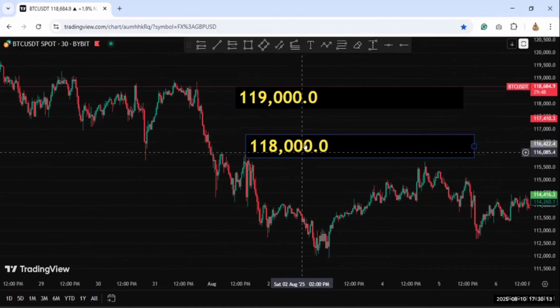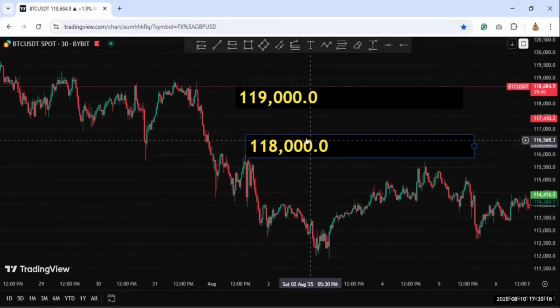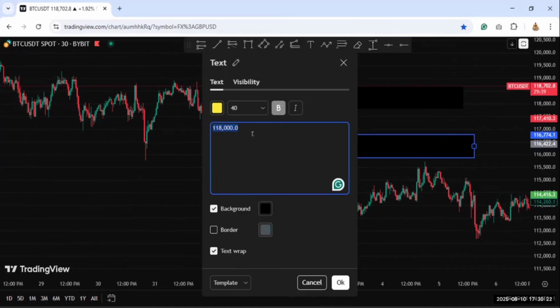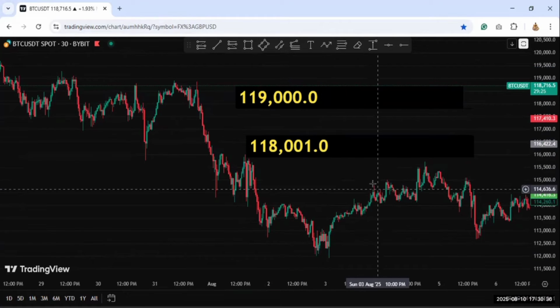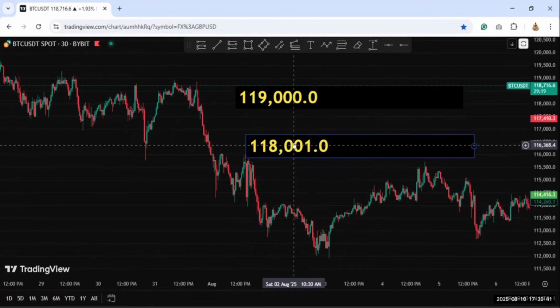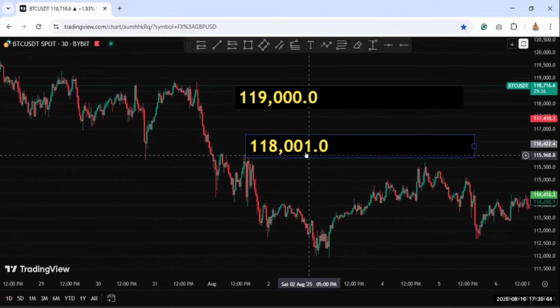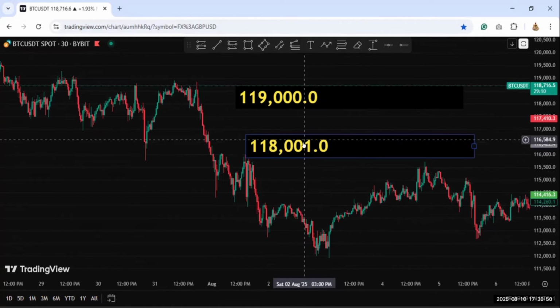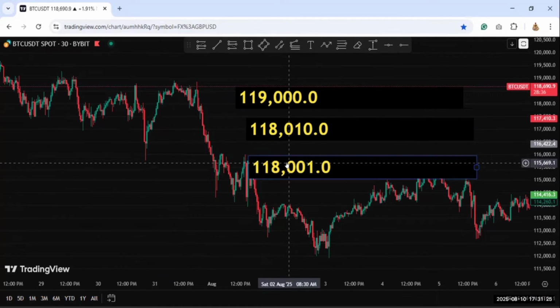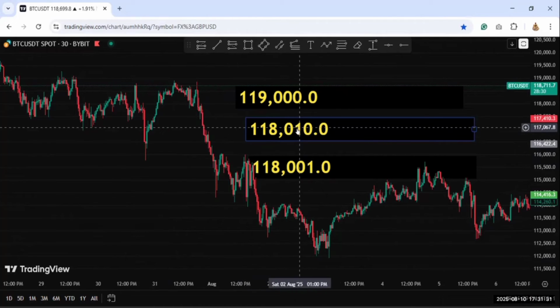So if we are to start from this number 118,000, when it moves from 118,000 by 1 pip, we now have 118,001. So we will say it has moved by 1 pip. If this one goes to 2, the price has moved by 2 pips. When the price moves from 118,000 to 118,010, Bitcoin has moved by 10 pips.